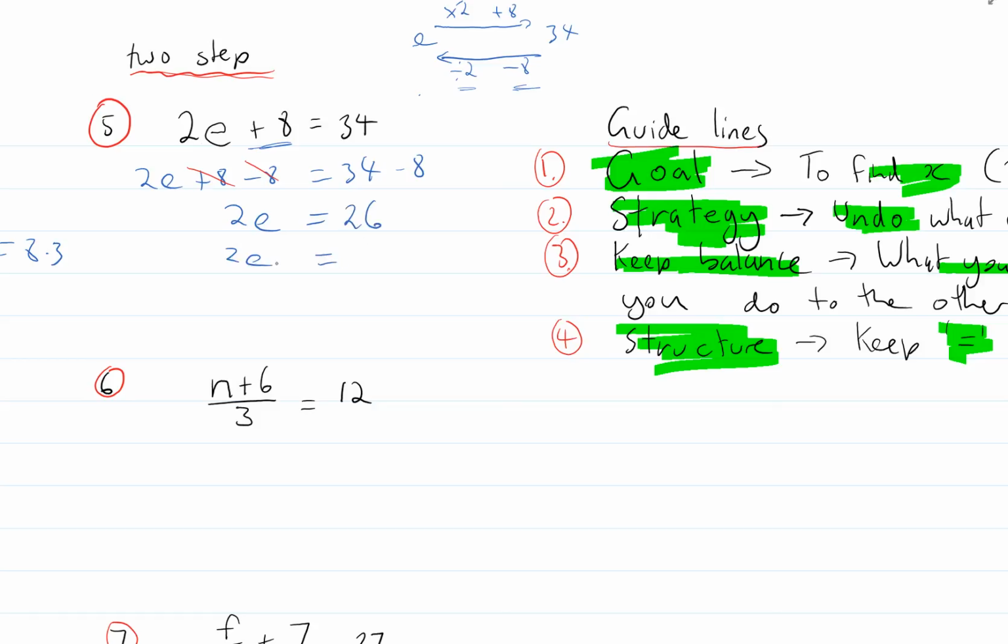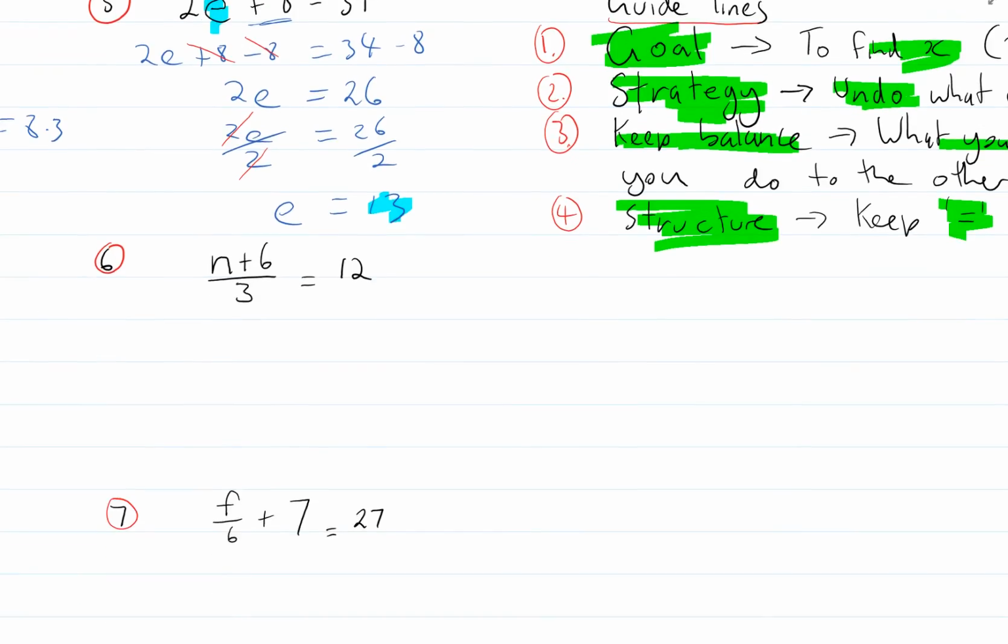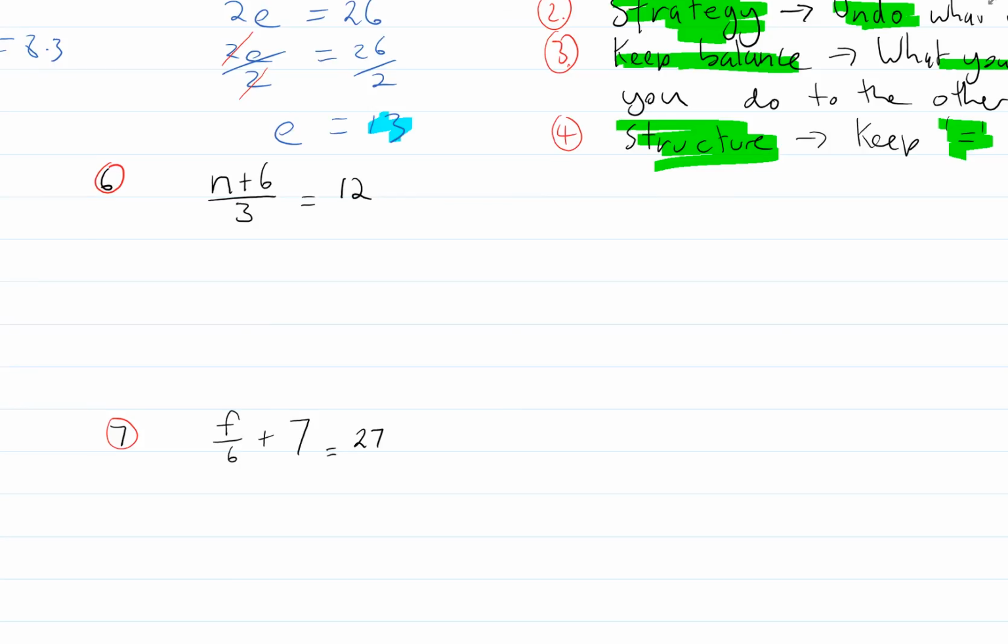Then I've got 2E divided by 2, 26 divided by 2, because I'm doing the opposite, because it was 2 times E. The opposite of times is divide, and I get left with E, and 26 divided by 2 is 13. And I could check that. If I put 13 in here, then I have 2 times 13 is 26, plus 8 is 34, so it works. Next one.